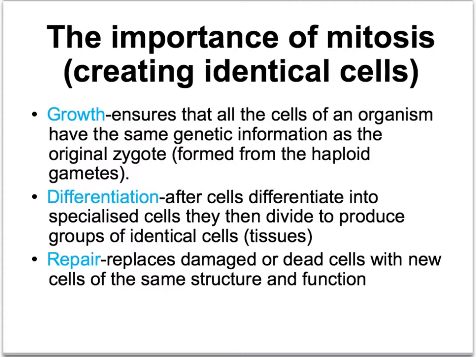Once differentiation has occurred, so during development, mitosis creates identical cells, ensures that those cells that have differentiated, when they divide and reproduce, you end up with 2 identical copies of those differentiated cells, and the same for repair as well. Obviously, if you want to repair damaged or dead cells with new cells, you need to make sure that they've got exactly the same structure. So mitosis providing 2 identical copies of the same cell ensures that happens.